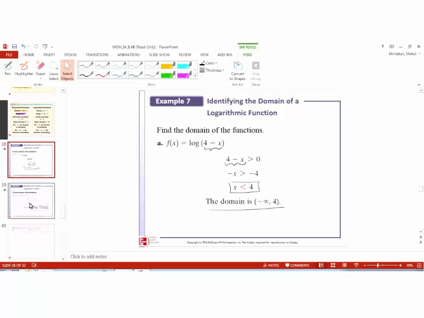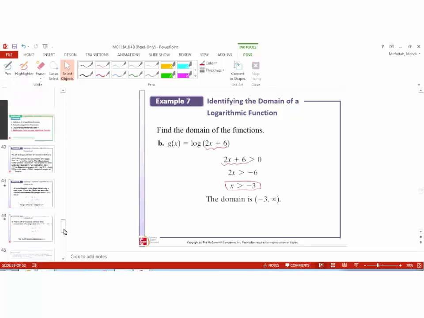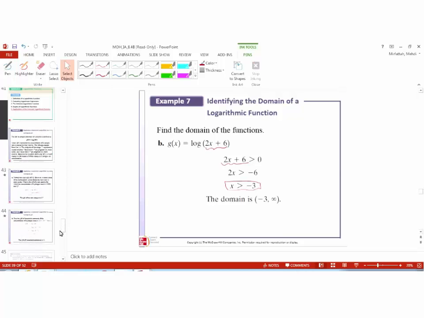So what you do to find the domain, again, is take whatever you have inside the parentheses. You say this must be positive, greater than 0. You solve for x. So in this case, all the numbers greater than minus 3, that would be the domain.